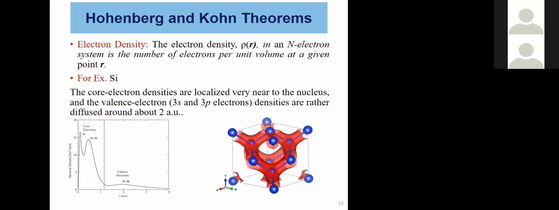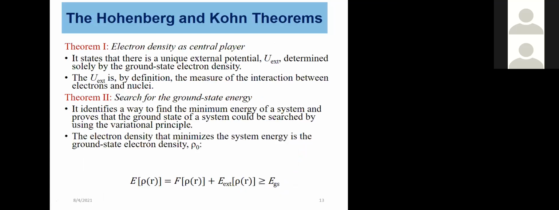So the electron density is simple: the total number of electrons divided by unit volume. Around 1964, about 40 years after Thomas-Fermi and Hartree-Fock methods, Hohenberg and Kohn gave two theorems, and they gave the proof for those theorems in their two papers. Kohn was awarded the Nobel Prize for that method.